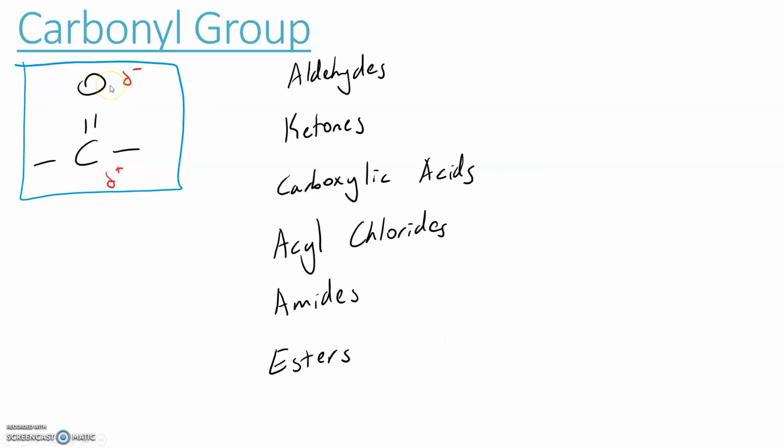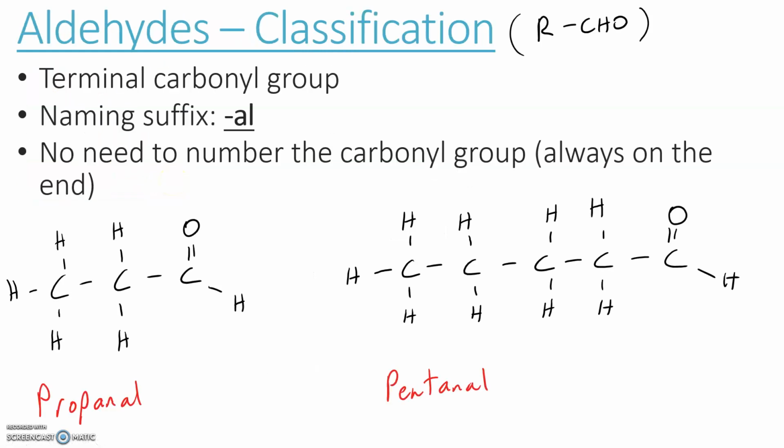The oxygen is more electronegative than the carbon, which makes this a polar bond with the negative side being the oxygen side of the bond. Okay, the naming is our prefix with AL on the end. So methanal, ethanal, propanal, and so on.